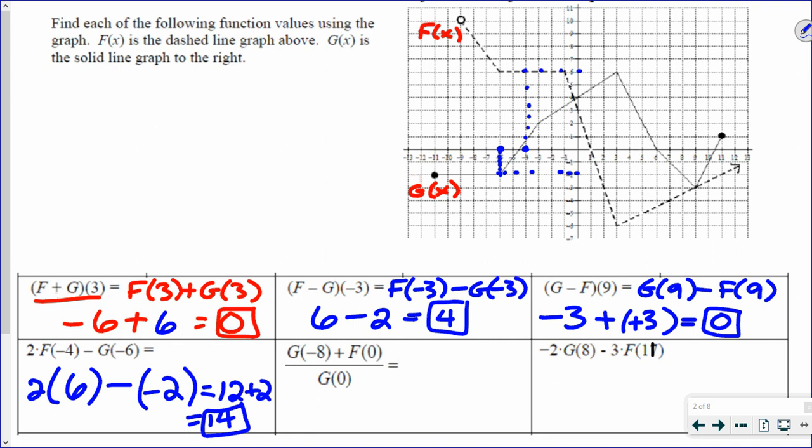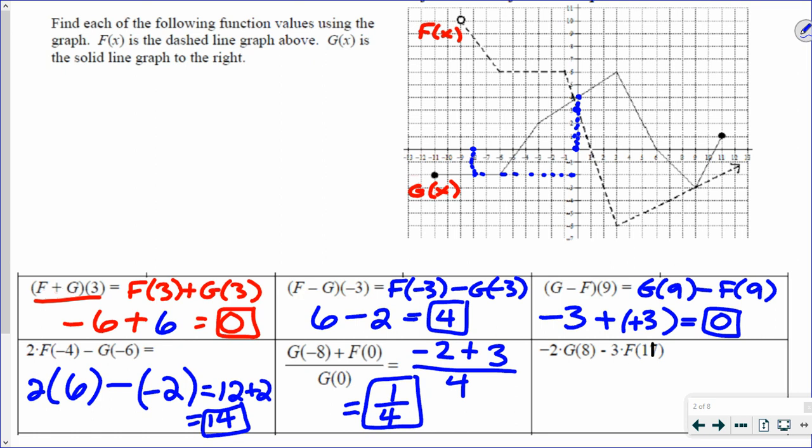All right, our next example, g of -8 plus f of 0 over g of 0. All right, here's -8 on the x-axis. Go down to the solid graph, over to the y-axis, and I can see my y coordinate is -2. Plus f of 0. Well, here's 0. I'm going to go to the dash graph, and I can see my y coordinate is 3. And then g of 0, okay, if I just keep going up a little bit more to that solid graph, I can see that g of 0 equals 4. -2 plus 3 is 1 over 4.